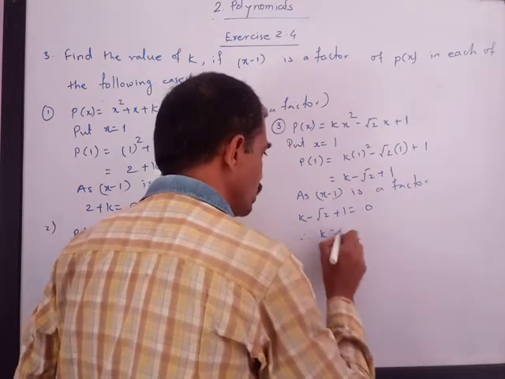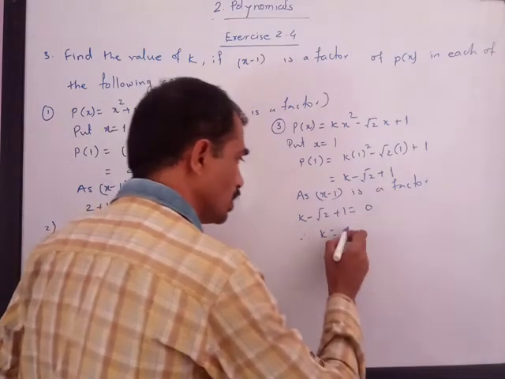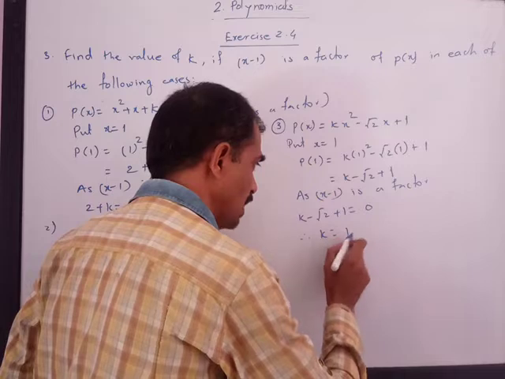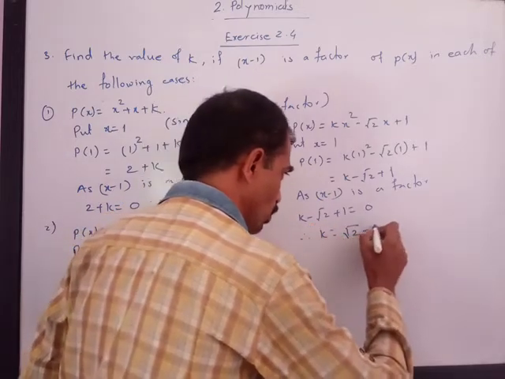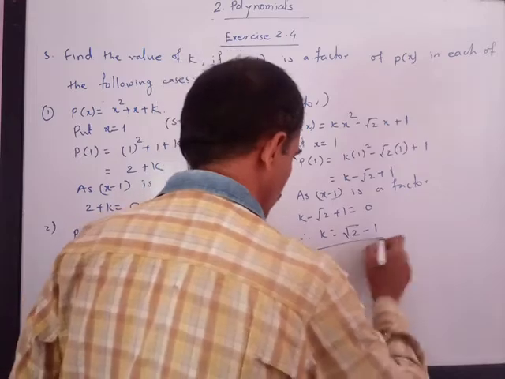Therefore k is equal to, change the side. If you change the side, signs will change. You will get 1 will get minus sign and root 2 will get plus sign. So negative root 2 will become positive root 2, positive 1 will become negative 1.